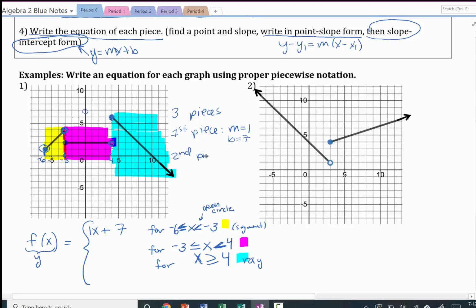Now the second piece is constant, meaning the y value is not changing. The y value is just consistently the same. It's at the y value of 2. And so when that's the case, then the slope is basically 0. And all you have is just your y-intercept. You just have that one single number that y constantly equals, which is 2.